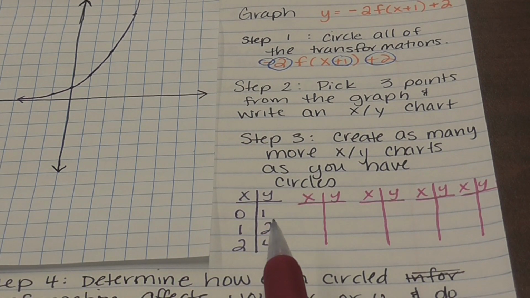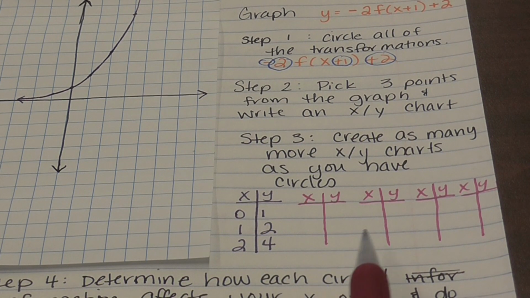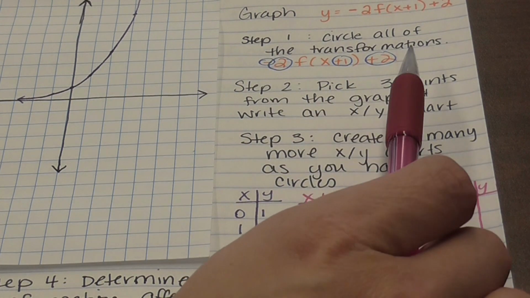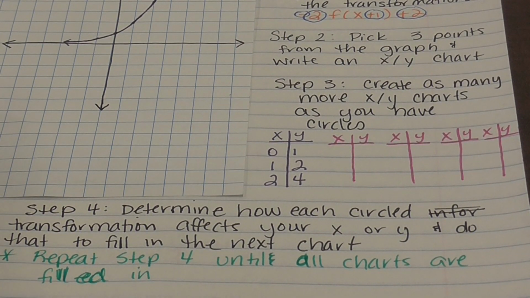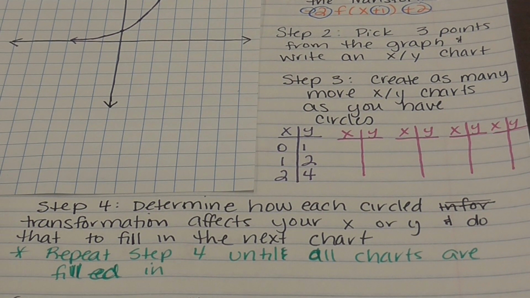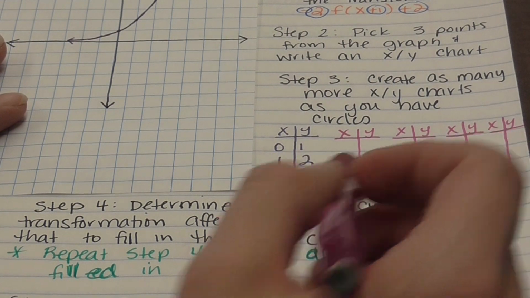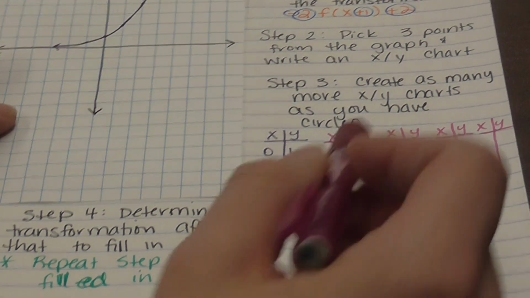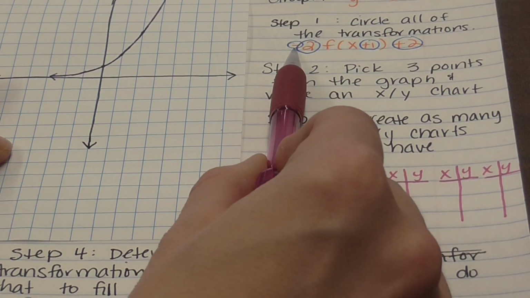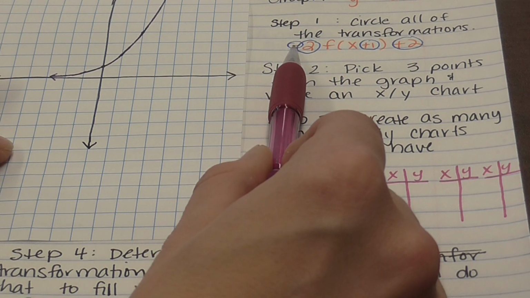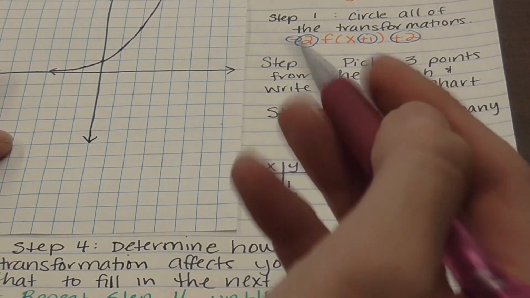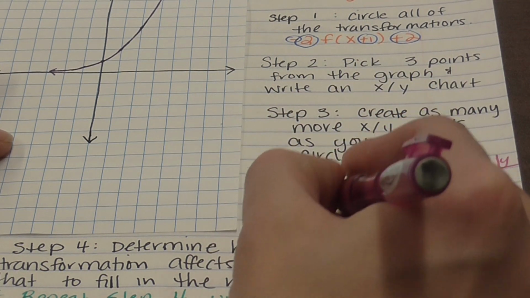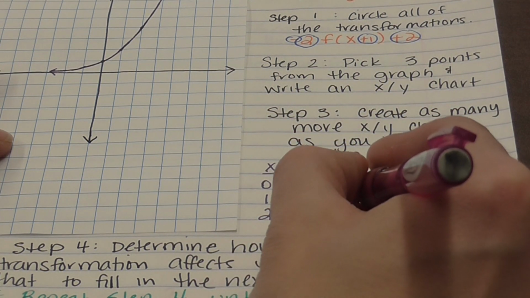Alright, so here's my first xy chart and here's one xy chart for every circle that I have. Step 4 says determine how each circle transformation affects the x or y, and I need to do that to use it to fill in the next chart. And then it says repeat step 4 until all charts are filled in. So I'm going to take one transformation at a time. Since this is not happening directly to the x, the negative will be applied to all the y's. So I'm going to rewrite the x's because I'm not changing them, and I'm going to make all my y's negative.